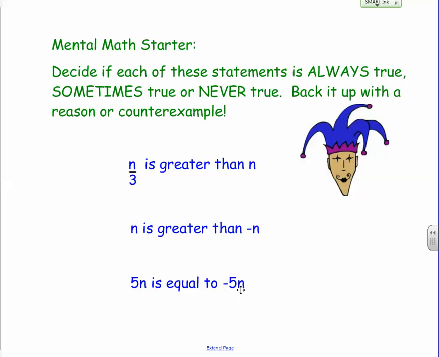So at first you thought that was never true, but then somebody said, oh, but what if n is 0? And if n is 0, 5 times 0 is 0, and negative 5 times 0 is 0, and now we have a case where they are equal. So all three of these were sometimes true. So really make sure you think it through.